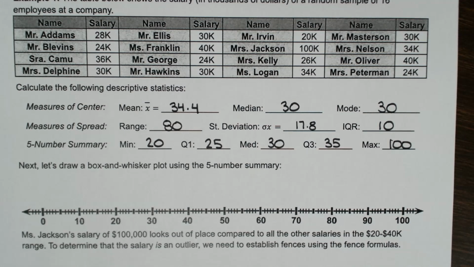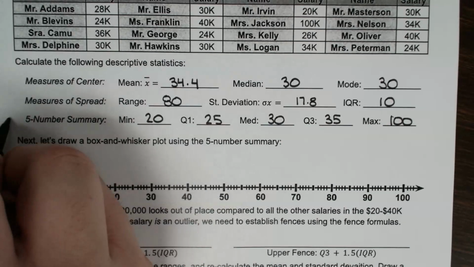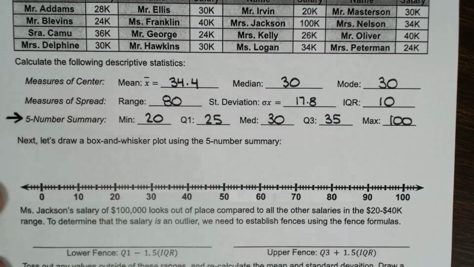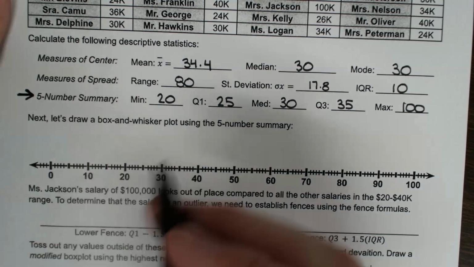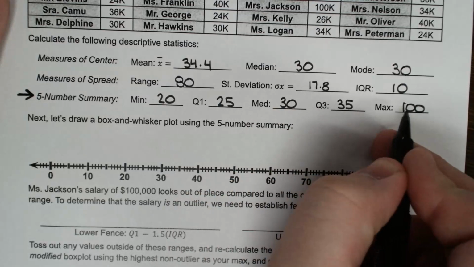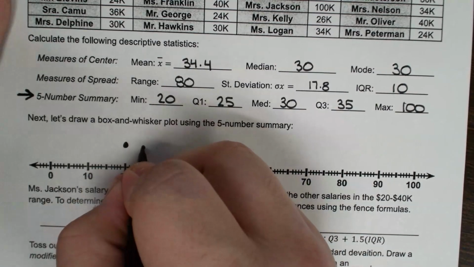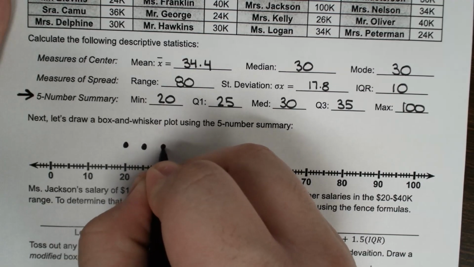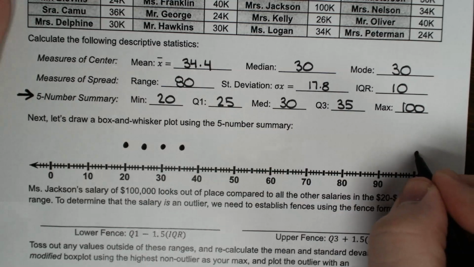Okay, before I worry about any outliers, I want to go ahead and draw this box and whisker plot. So we're going to be plotting this 5-number summary. This is what we talked about yesterday. To draw a box and whisker plot, start with putting a point above each of these numbers. So a dot above 20, a dot above 25, a dot above 30, a dot above 35, and a dot all the way over here above 100.